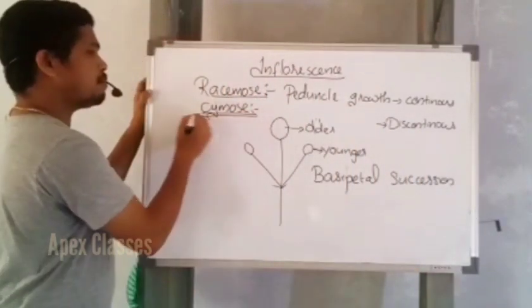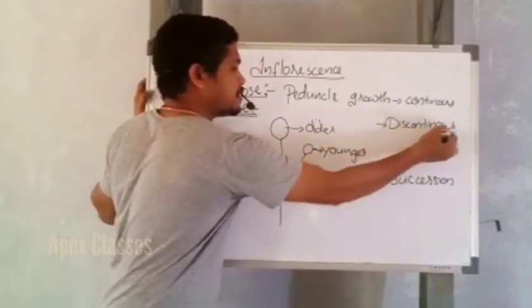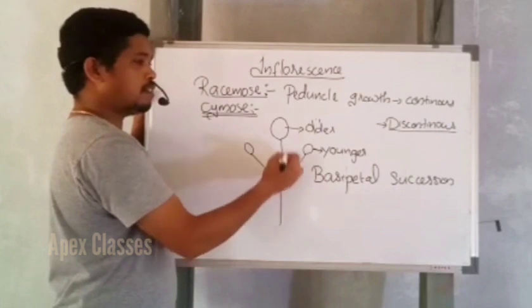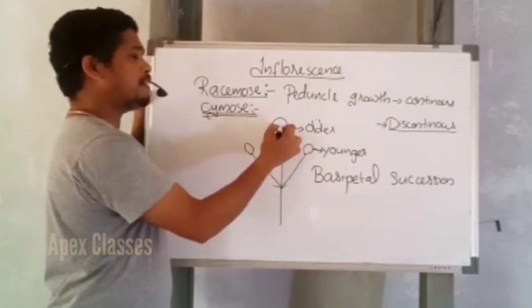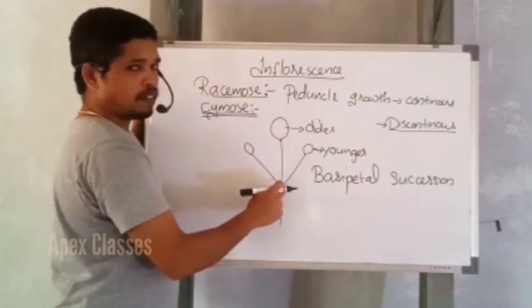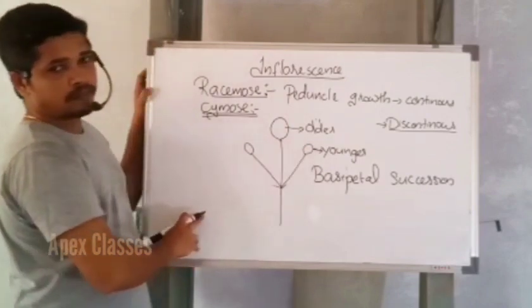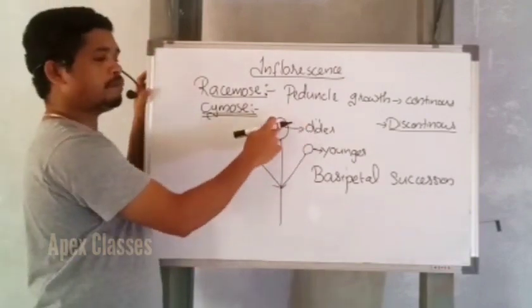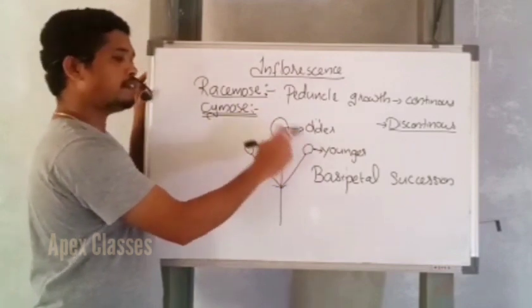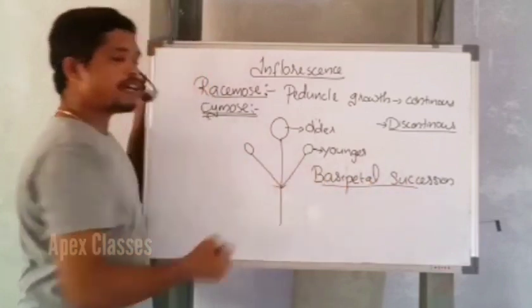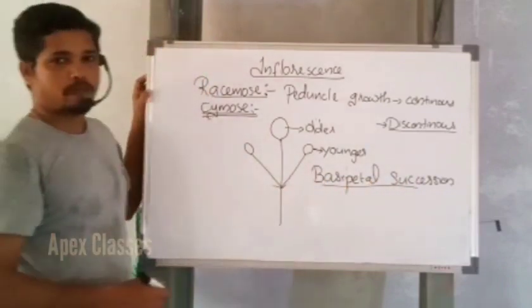In cymose inflorescence, the growth of the peduncle is discontinuous. Here, the peduncle terminates into a flower. Lateral branches also terminate into a flower. Older flowers are at the top and younger flowers at the base. Such a type of arrangement is known as basipetal arrangement.